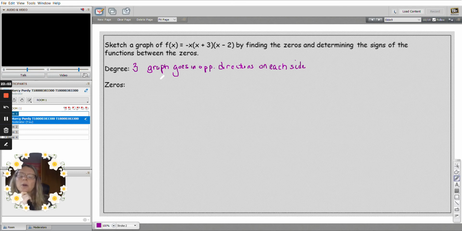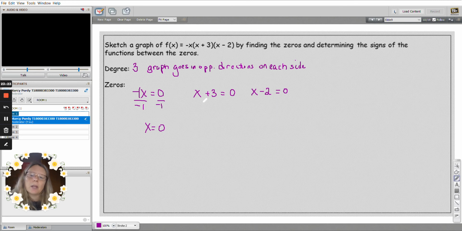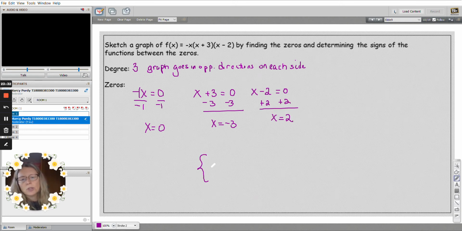So what are my zeros? Take each part by the zero product property, set it equal to 0, and solve for x. We do kind of like it when it's in factored form because we don't have to do a whole lot to figure out the zeros. So -x equal to 0, if I divide both sides by -1, I get x equals 0. Subtract 3, I get x equals -3. Add 2, and I get x equals 2. So those are my zeros: -3, 0, and 2.